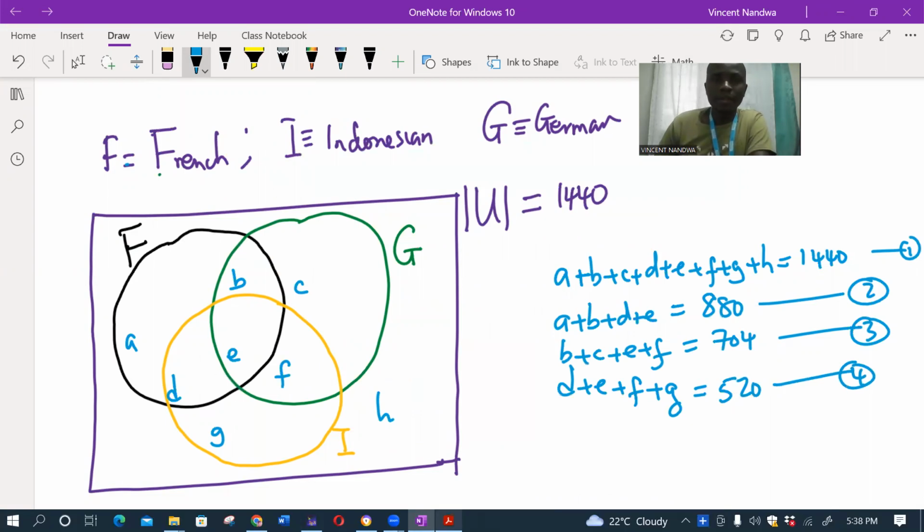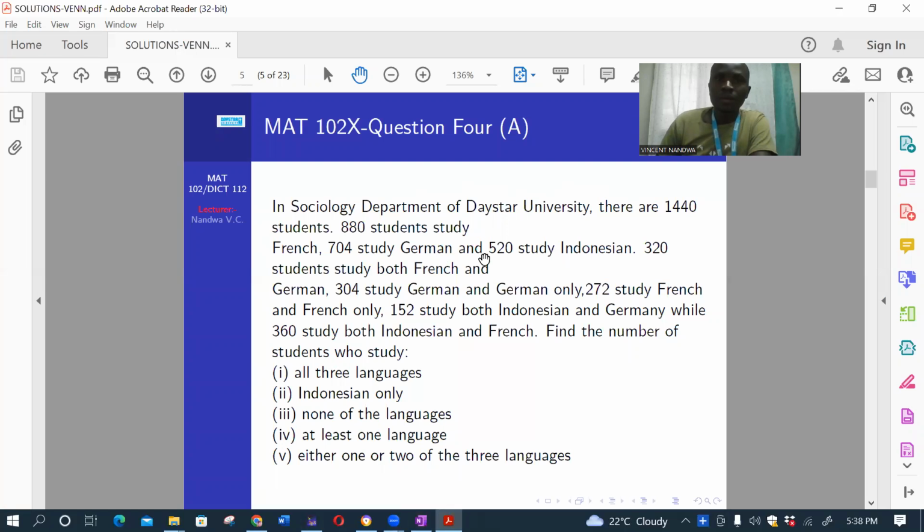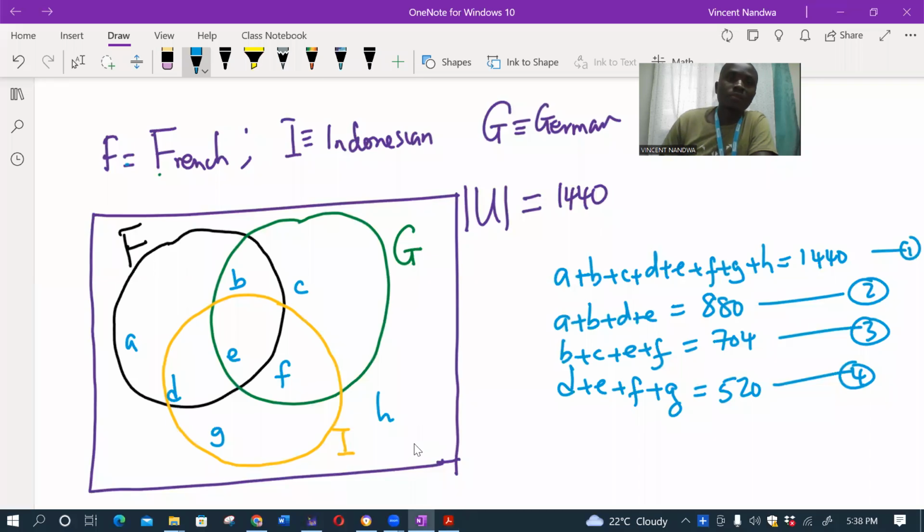Then the intersections. 320 study both French and German. So where F and G meet, we should have 320. F and G meet at B and E. So the black and green circles meet at B and E. This will give us a total of 320.